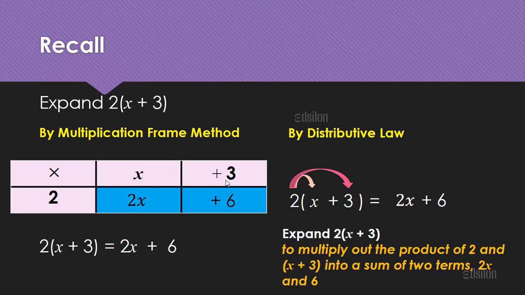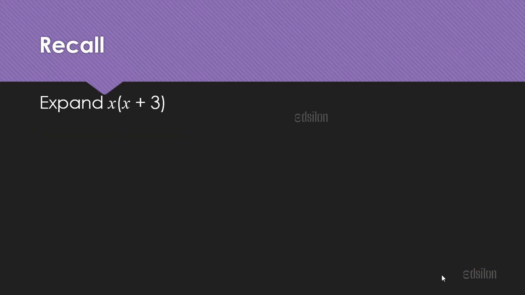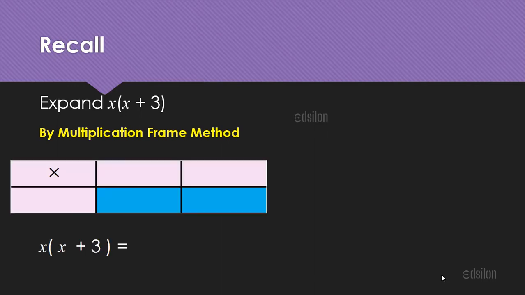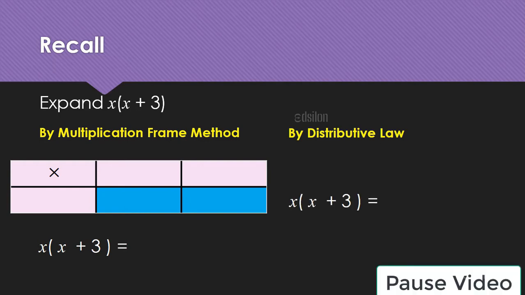When you are asked to expand 2 times x plus 3, you need to multiply out the product of 2 and x plus 3 into a sum of 2 terms, 2x and 6. Let us now look at another example. In this example, I'd like you to use the multiplication frame method and the distributive law method to expand the product of x and x plus 3. Pause the video to do it. I give you a minute to complete the working.